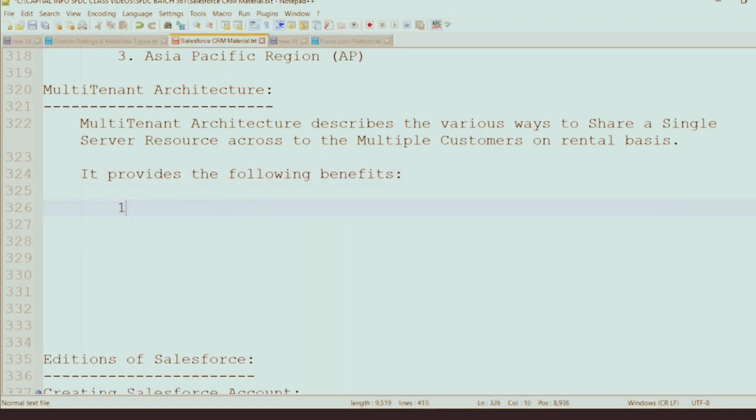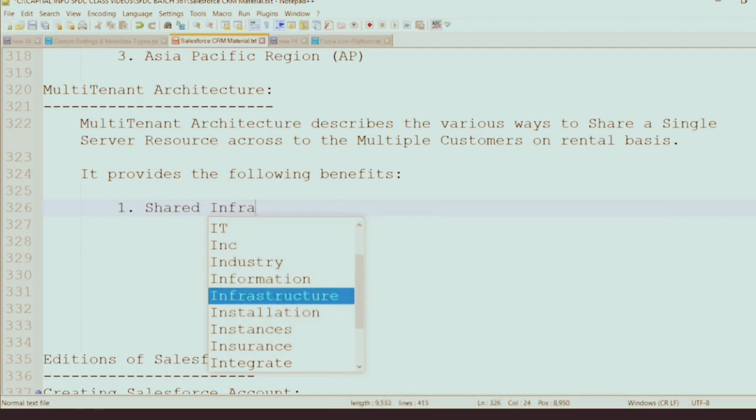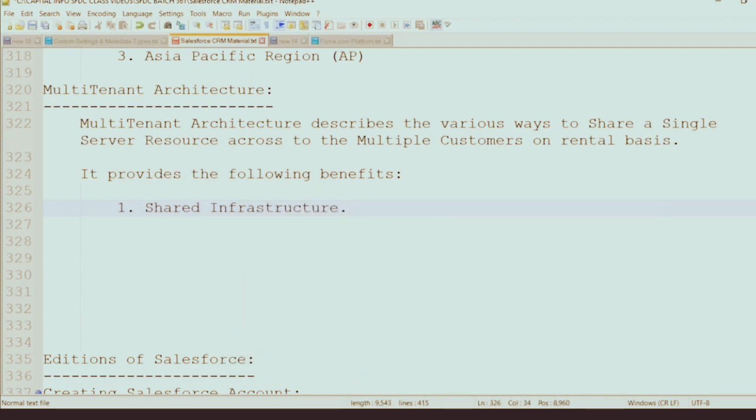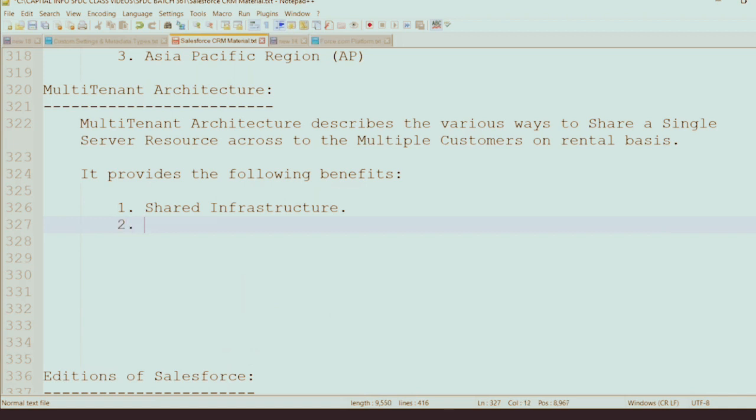It provides the following benefits. First one, shared infrastructure. What do you mean by shared infrastructure? Just now we have discussed over here. We have one single server resource available, and this single server resource we are sharing with multiple customers on a rental basis.